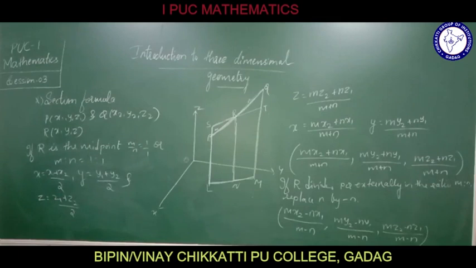And we have one more thing, the coordinates of R which divides PQ in the ratio k is to 1. That is, what happens if it divides?